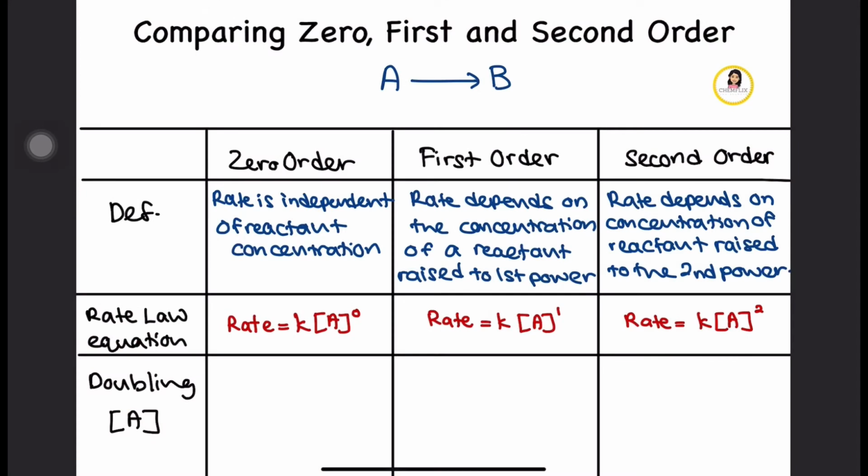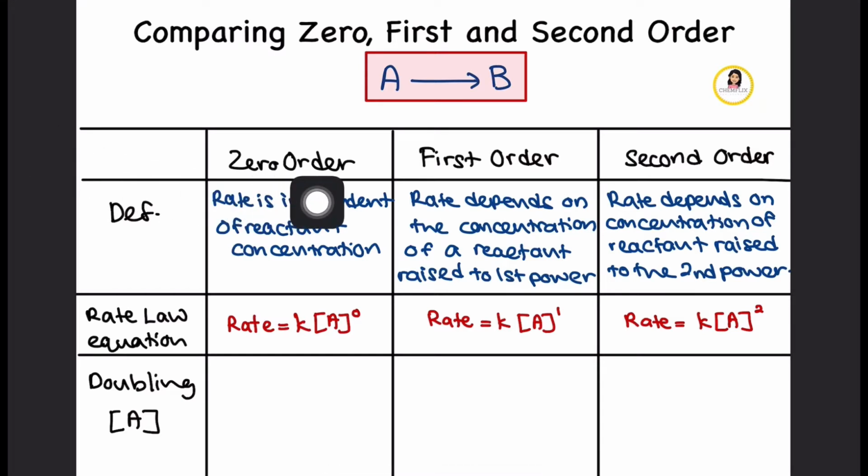And welcome to another lesson on rate of reaction. In this video, I'll be comparing the zero order, first order and second order of reaction for a single reactant system, that is A converted to B. Let's begin by defining what is a zero order reaction, first order and a second order reaction.